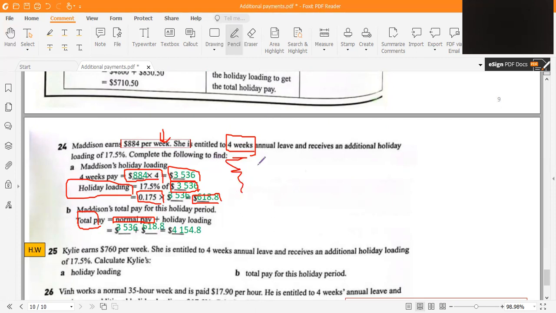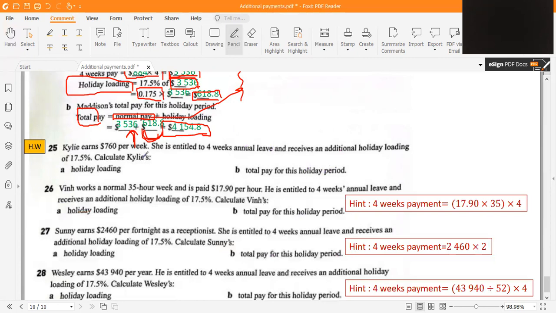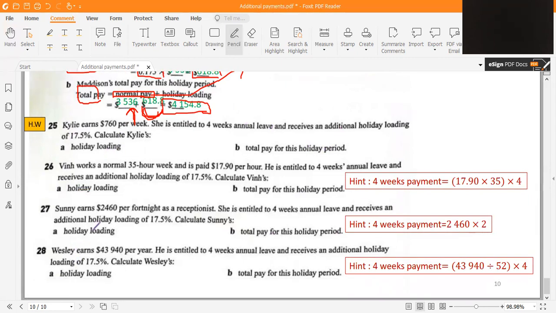Here, the normal payment should be calculated for the 4 weeks because the period here is 4 weeks, by multiplying the weekly payment by 4. So we take this amount and add the additional payment, which is the holiday loading equal to 618.1, to finally obtain the total payment, which equals $4,154.8. So it is very easy to complete by yourself the remaining exercises, and you have hints on the right of the screen.